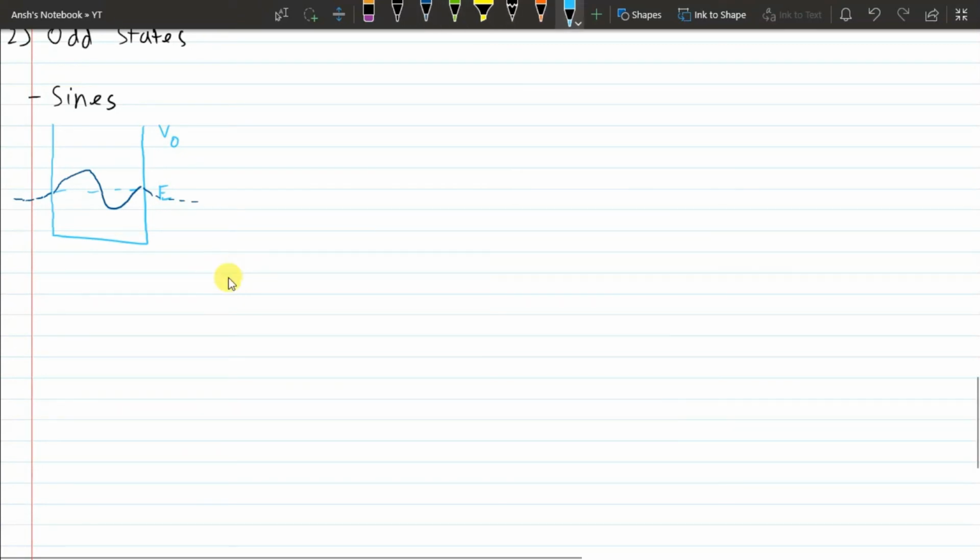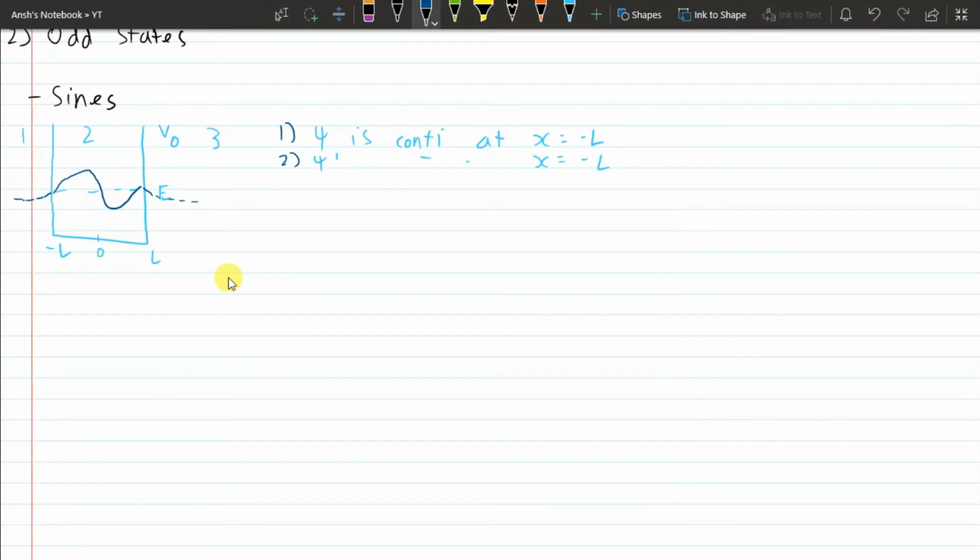So again, we have two boundary conditions. Psi is continuous at x equals minus L. This is 0 and this is L. This is region 1, region 2, region 3. So psi is continuous at x equals minus L, and psi prime is also continuous at x equals minus L. Let's call these condition 1 and condition 2. I'll quickly go through this.